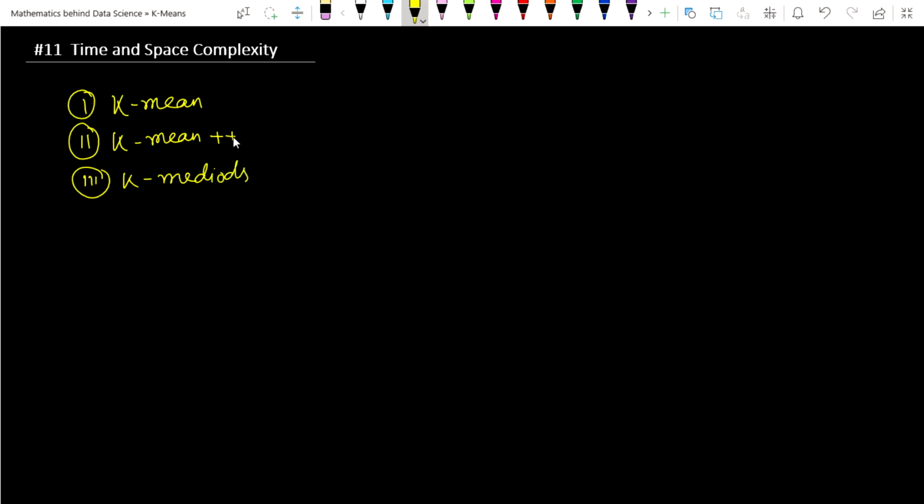K-medoid algorithm, we will see. We have already seen these three techniques of this chapter on k-means. Now the question: what is its time and space complexity?